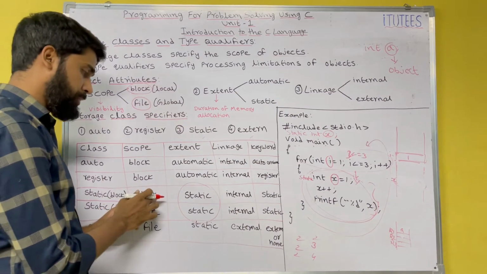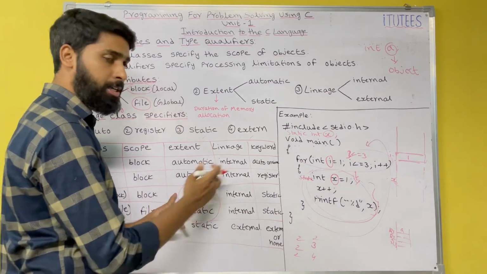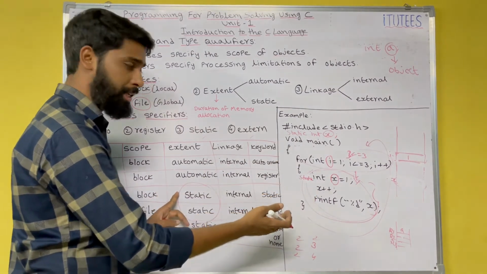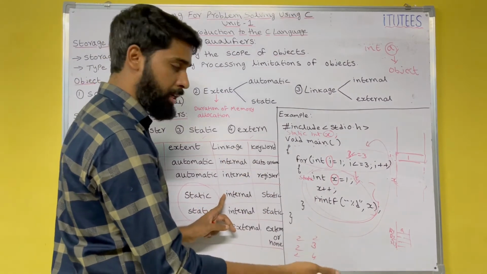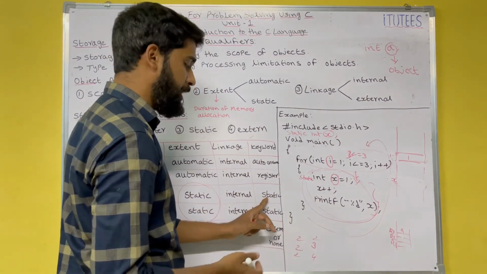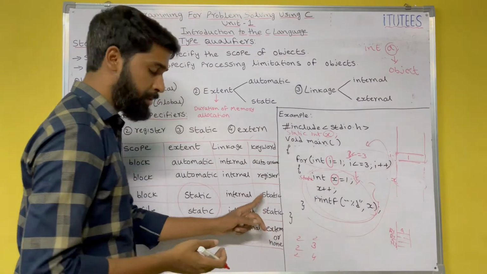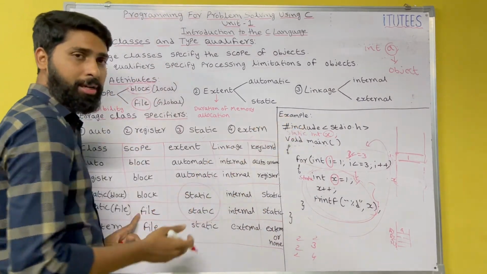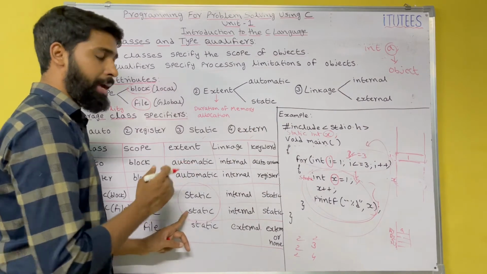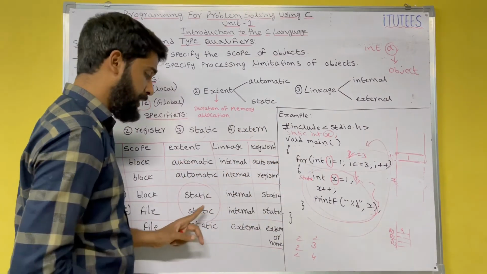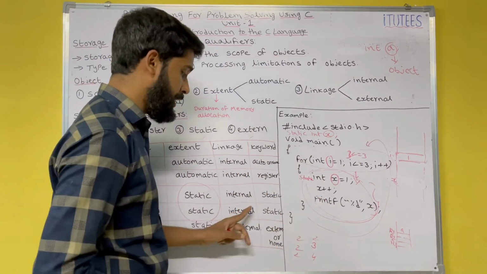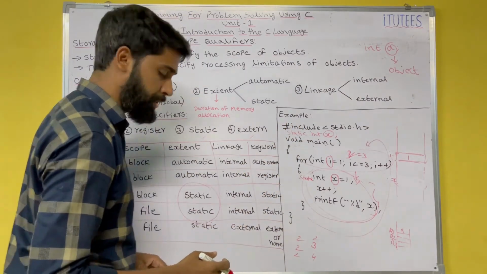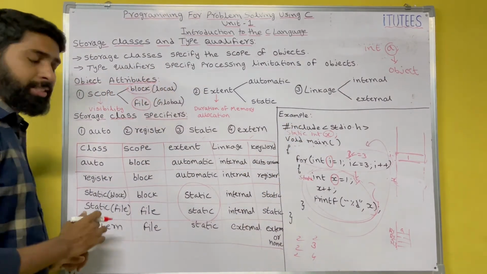For static block, the scope is within the block, extent is static, linkage is within the program only, and we declare it by using the static keyword. For static file, file is nothing but global declaration, extent is static, so linkage is internal, and we declare it using static.